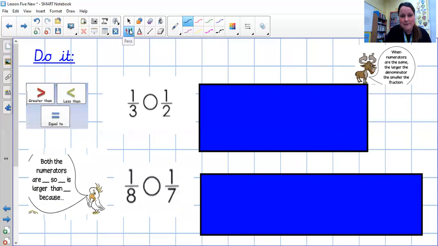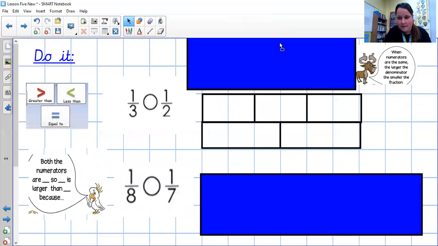Okay, your turn to do it into your books, please. So you've got 2 more examples to have a go at on your own. Okay, let's go through the answers together. So we've got 1/3 and 1/4. So hopefully you've used the bar model to prove which one is greater.